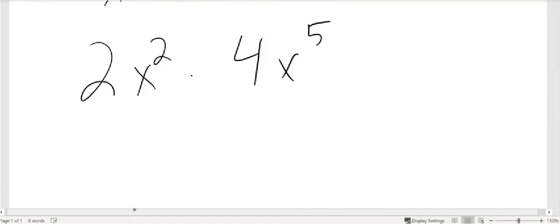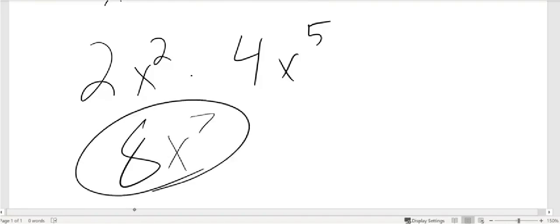Alright, the next thing, let's do a quick example of it. We got 2x to the second times 4x to the fifth. Now remember, when we're multiplying this out, guys, that 2 and 4 are still coefficients. They're still numbers you multiply just like normal. So that's why we get the 8. But the x to the second times x to the fifth is just the rule we talked about. 2 plus 5 is 7. Simple as that.